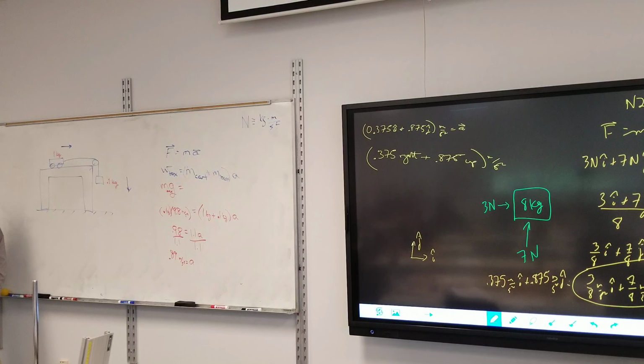All right, let's do another one of these. So what I'm going to do is put an additional mass onto here. That is a 0.5 kilogram. What will the magnitude of the acceleration be now? Or how do you find it? What changes?